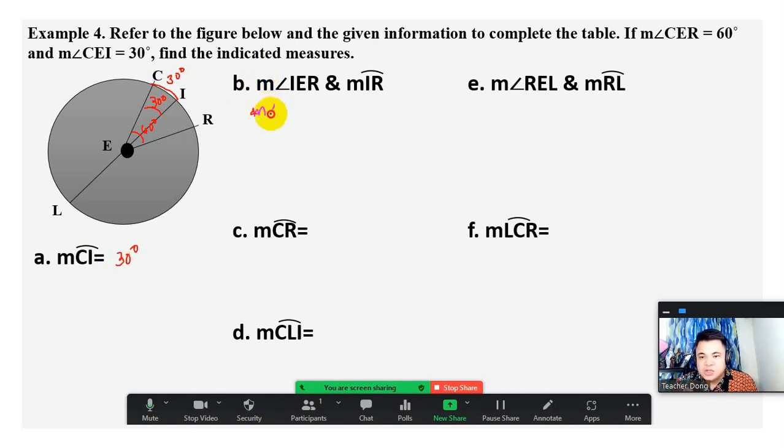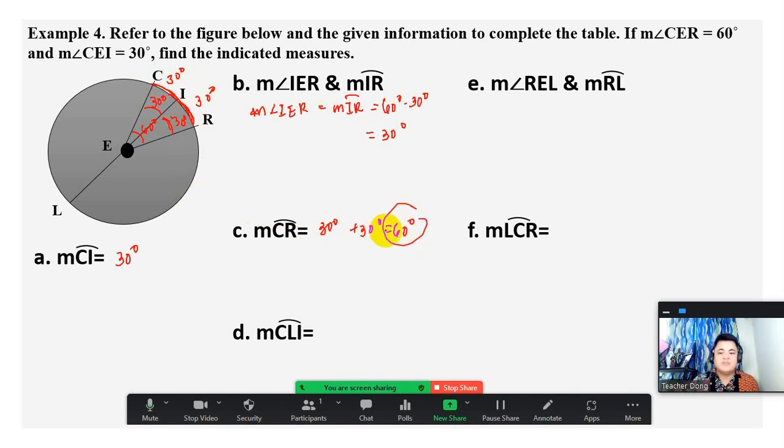Letter B, the measurement of angle IER is also equal to its intercepted arc, which is the measurement of arc IR. So IER is this, and then this is IR. To solve for this one, just simply subtract 60 and 30. So 60 degrees minus 30 degrees is simply 30 degrees. So therefore, this is also 30 degrees. You have to label whatever you are able to solve. Next, arc CR. So where is arc CR? This whole. How are we going to solve this whole? Just combine the two. So 30 degrees plus 30 degrees, or simply 60 degrees, is the measurement of arc CR.